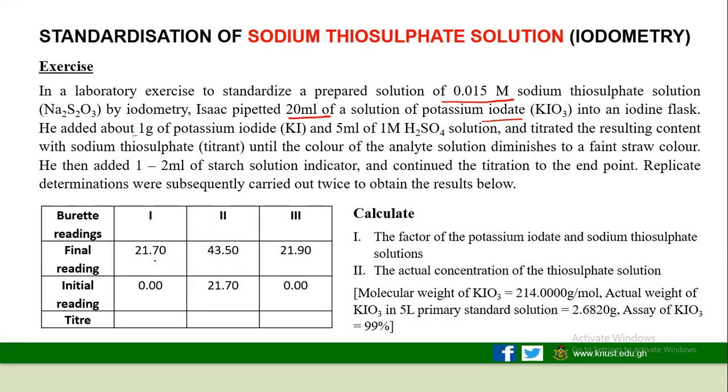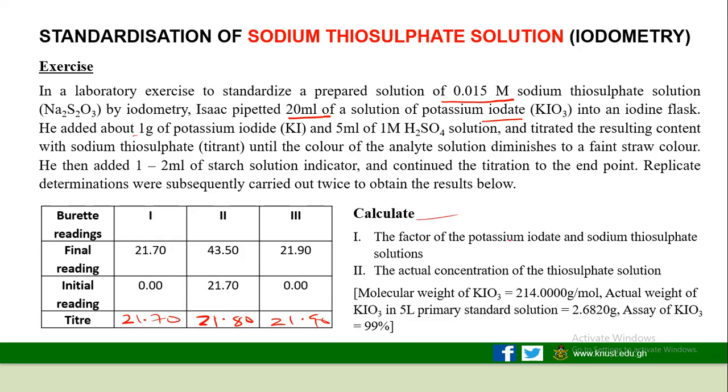Now from the table, what we do is find the titers and then find the average titer, right? So the first one is still 21.70. This one should be 21.80, and the last one should be 21.90. So we add all these 3 and then divide by 3 to get our average titer. Now, once you get your average titer, you are done with the usefulness of the table, right? Let's look at the questions.